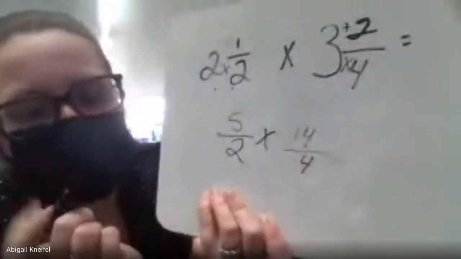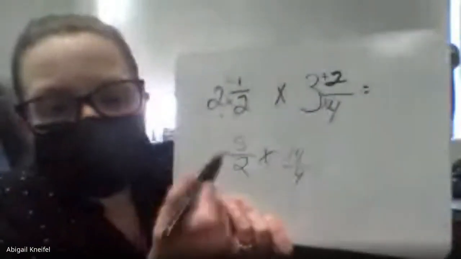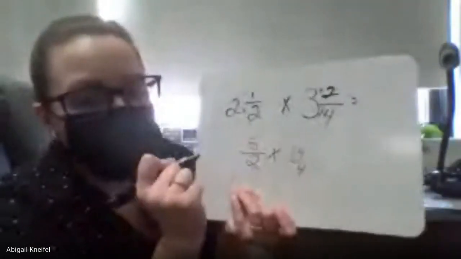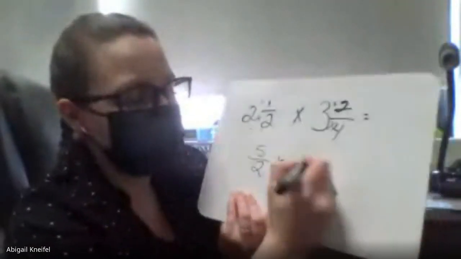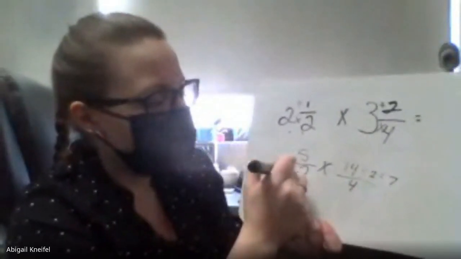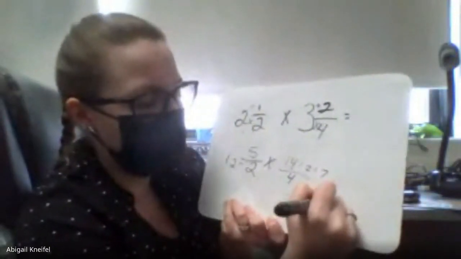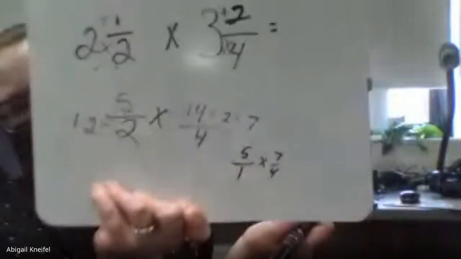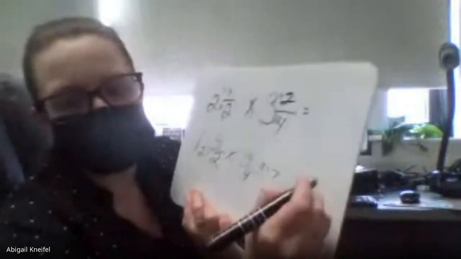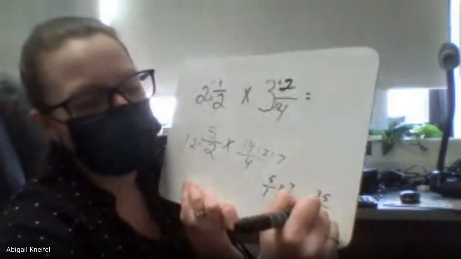My new problem is 5 over 2 times 14 over 4. I can cross simplify because 2 and 14 are both even, so I can divide them both by 2. When I divide both 2 and 14 by 2, my new problem is 5 over 1 times 7 over 4. Now I multiply across. 5 times 7 is 35. 4 times 1 is 4.